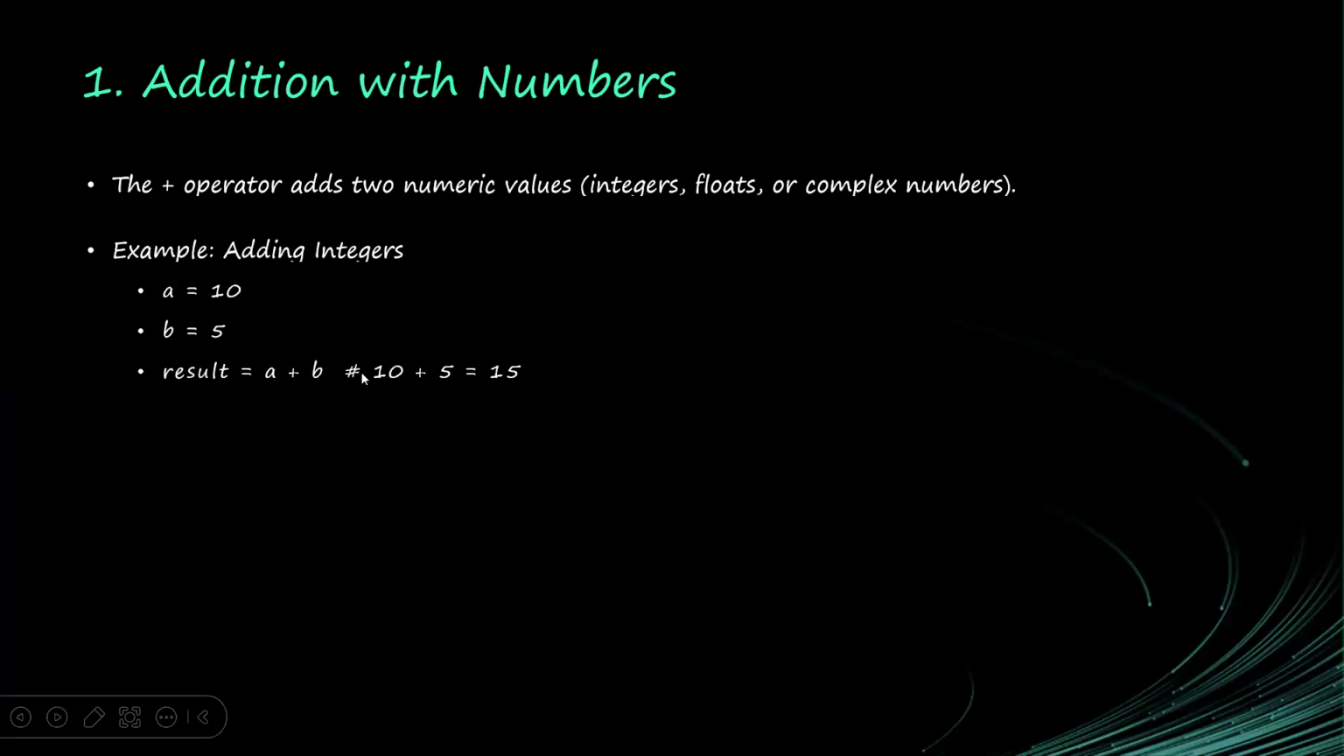Remember this pound symbol or hashtag is a comment. If you write it in a code editor, it will change color, and the interpreter will not run this code. So when you say print result, we are going to get 15.